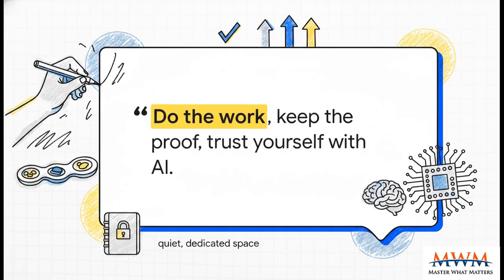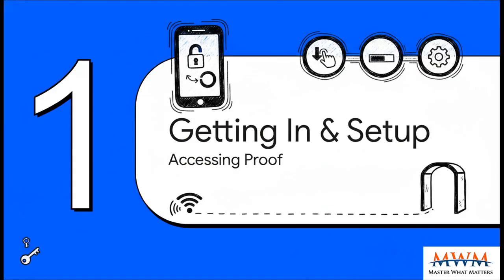But before we start clicking and tapping around the interface, I really want to anchor this explainer in the core philosophy behind the app. The motto here is simple: do the work, keep the proof, trust yourself with AI. You see, this isn't just about passively sitting back and watching videos. It's about active participation. Proof is custom built to hold your 3 main courses, but more importantly, it gives you a quiet, totally dedicated space to keep track of your own work and actually notice what rings true for you over time. All right, let's jump right into section 1, getting in and set up.